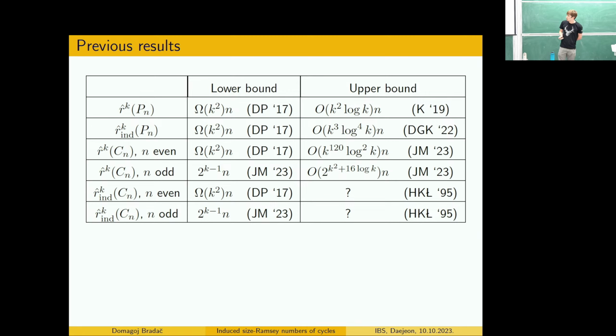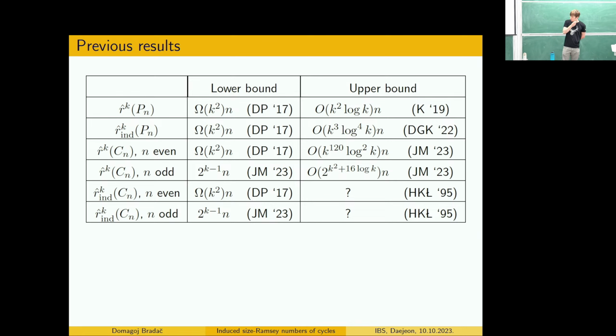And this is for the size-Ramsey problem, and of course then for the induced size-Ramsey problem for odd cycles as well. Now, regarding upper bounds, Krivelovich showed that the size-Ramsey number of paths is at most k squared log k times the length of the path, so there's a log k gap here which would be interesting to close. Then for the induced size-Ramsey number of paths, Draganić, Grok, and Krivelovich obtained a bound roughly k cubed times n.